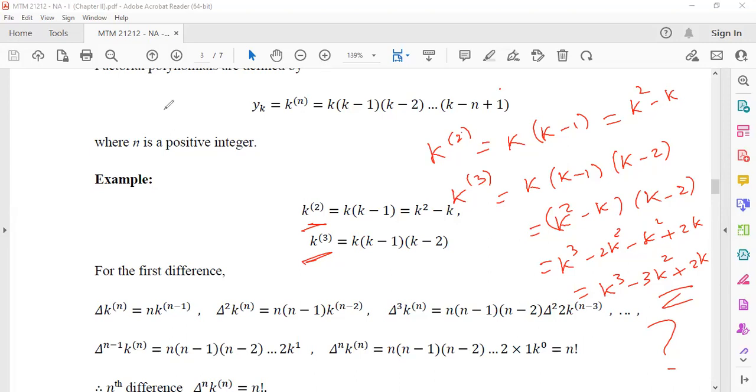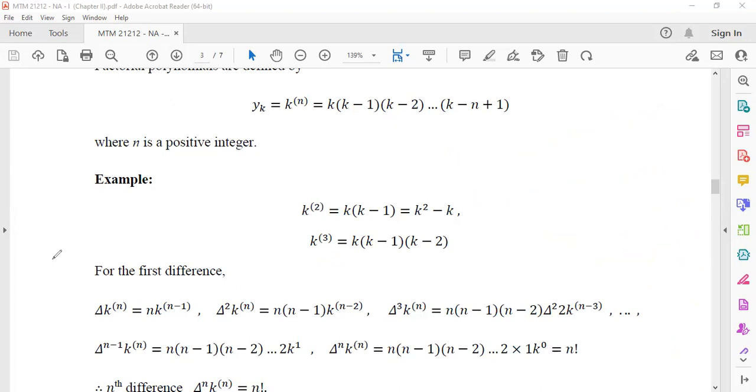So try yourself some like this. You can try this one. K to the power 4 is what? K to the power 5 is what? Okay, so let's do it like a homework. That's nothing, just for memorization.